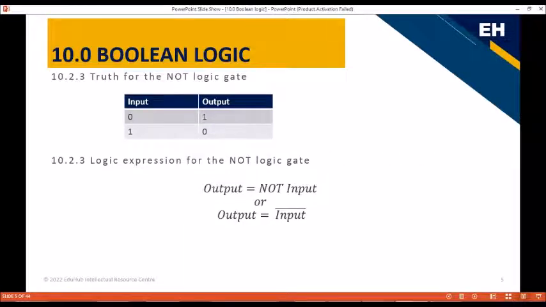The truth table for the NOT gate. The input combinations are 0 and 1. There are 2 input combinations. And how do you get the input combinations? The input combinations are actually 2 raised to the power n, where n is the number of inputs. So in this case, we have only one input in a NOT gate, and 2 raised to the power 1 equals 2. So there are 2 input combinations.